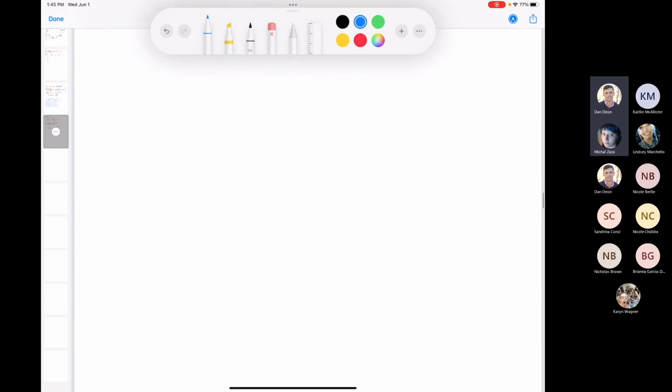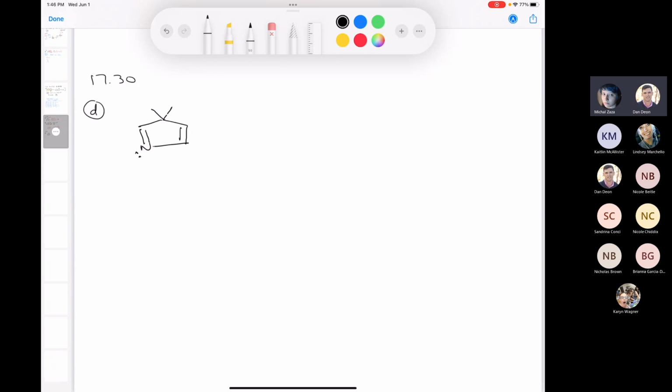Let's try D. This is another good one. This is 17.30D. What is this? We got something that looks like this. And I'm just going to throw this out there to my students without any aid, without any assistance. Could anybody tell me, would this be aromatic, non-aromatic, or anti-aromatic? Anybody have an idea about this one?